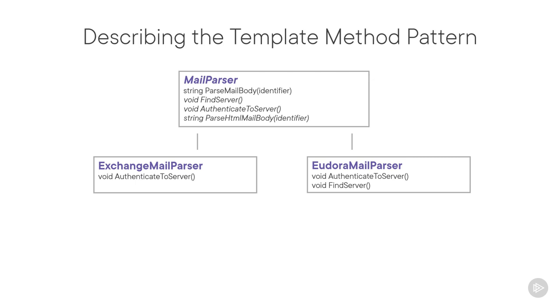And that is what the template method pattern is: a straightforward, often used pattern in OO design. Let's map this to the pattern structure.